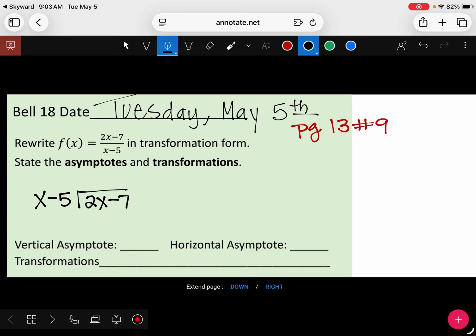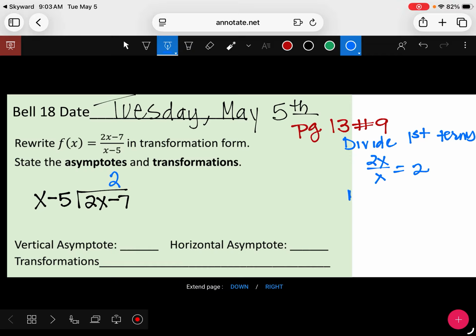Step number 1, divide the first terms. So in this example, it would be 2x and x, and that's going to give you 2. You put that number on the roof.